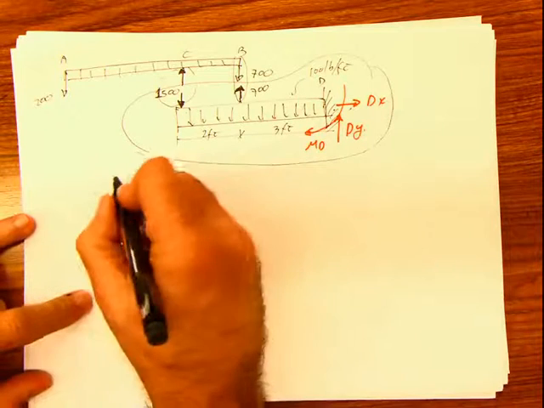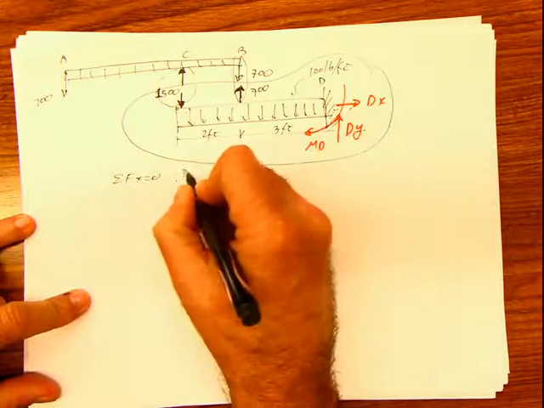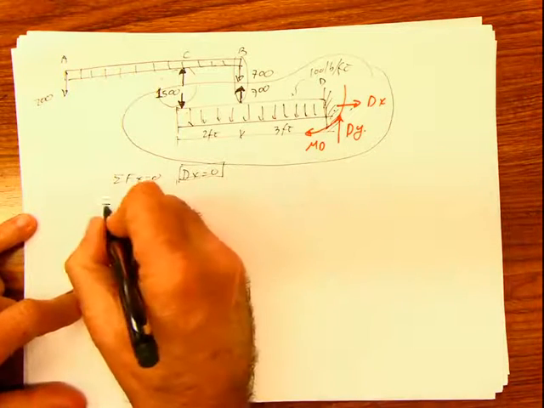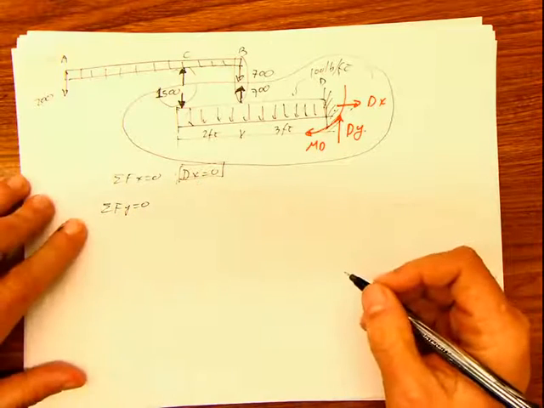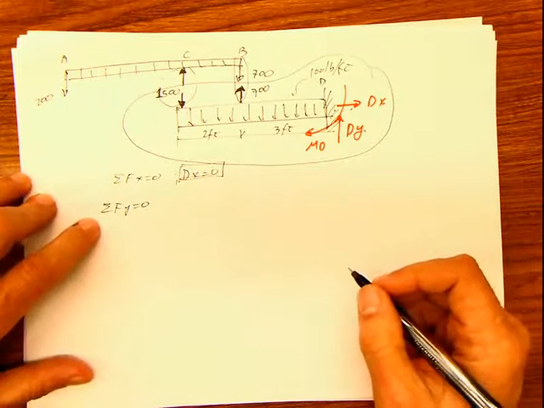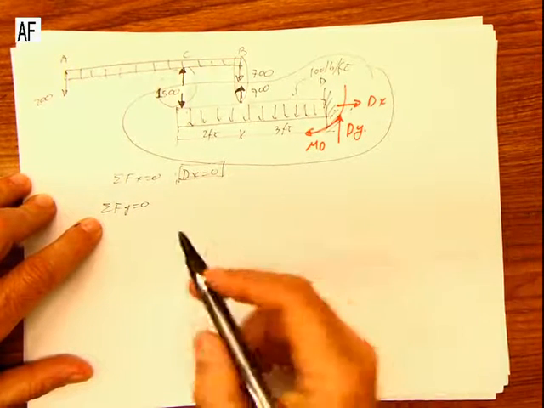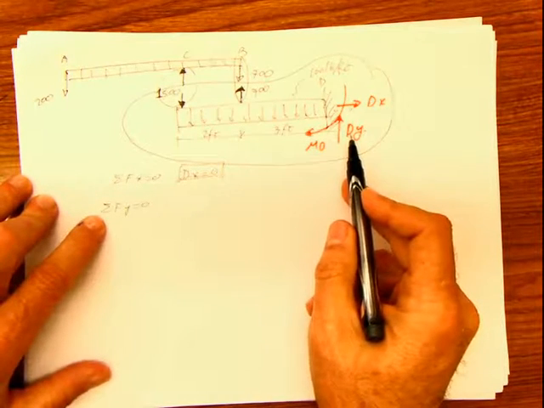So let's start with summation of forces in x equals 0. The only thing that we have is Dx, which we knew was going to be 0. And then you do summation of forces in y equals 0. Wait a second, he's always yelling at us that we do summation of forces in x and y. Yes, I always tell you that, but in this case, the only unknown that I have is Dy, so I can do summation of forces in y.